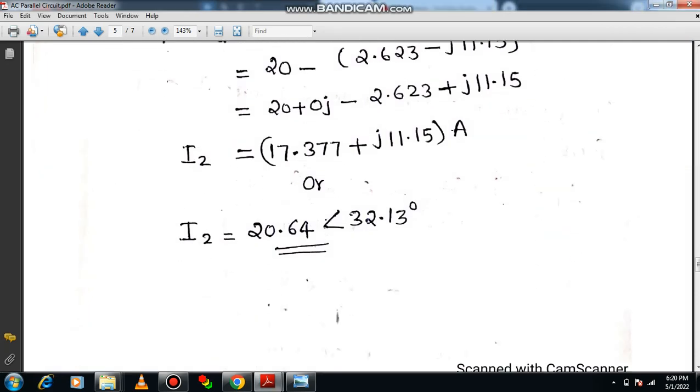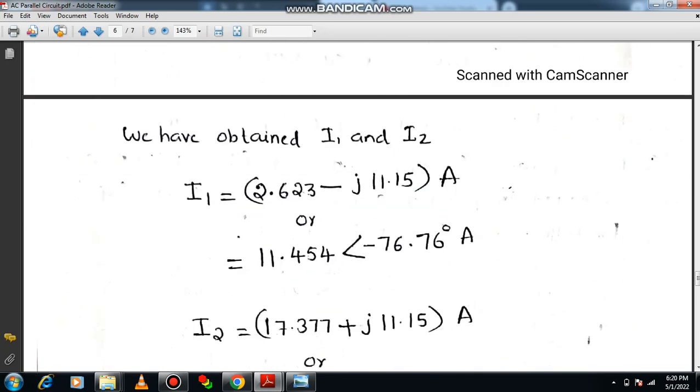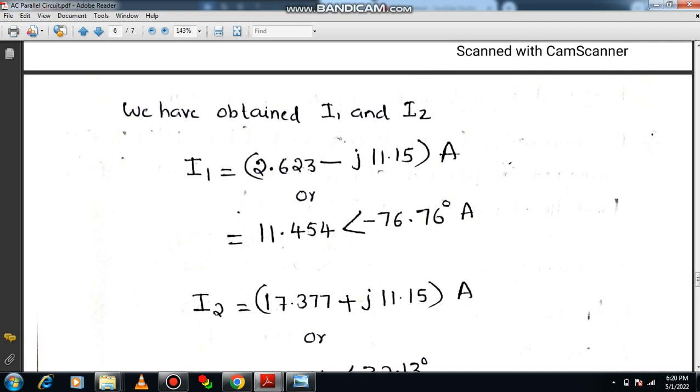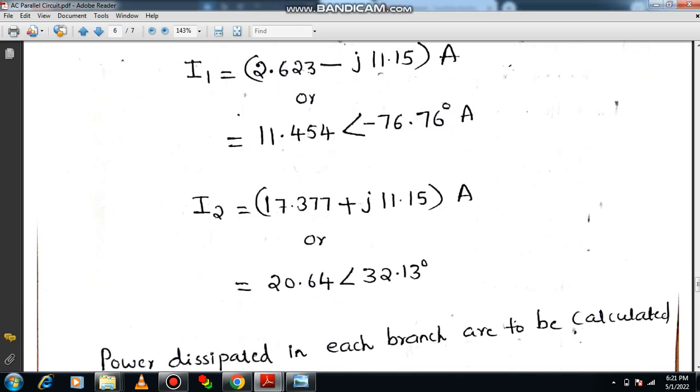So we have got the values of I1 and I2 in this fashion. I1 is equal to 2.623 minus J11.15 amps, or else you can write in polar form 11.454 angle minus 76.76. Please do verify. And I2 is equal to 17.377 plus J11.15. It can be converted into polar as well, 20.64 angle 32.13. So this is actually the thing which you are supposed to do.